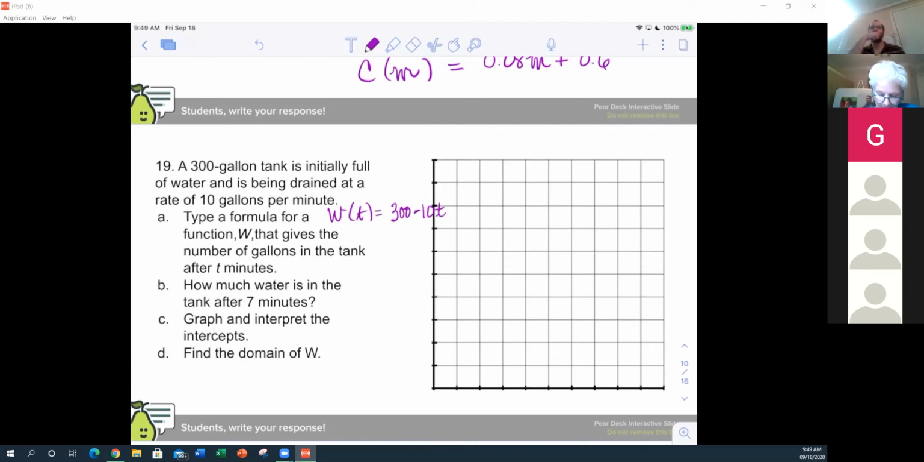And then, how much water is in the tank after 7 minutes? So I rewrote the equation, negative 10 times 7 plus 300. And then the result was 230. For the units, I put gallons. I wanted to know if that was correct, the units. That is correct. Okay, perfect. I got 230 gallons.